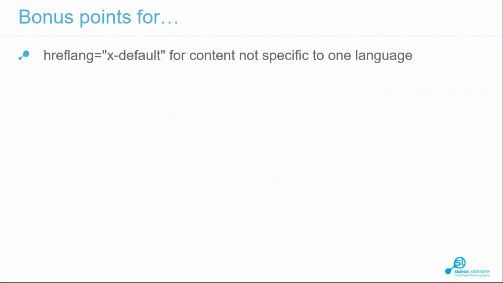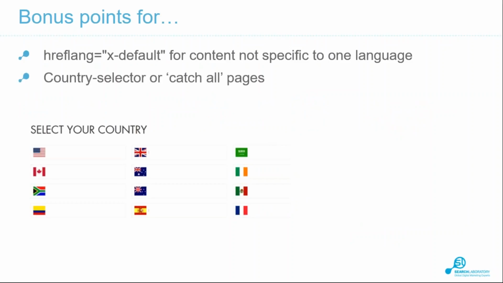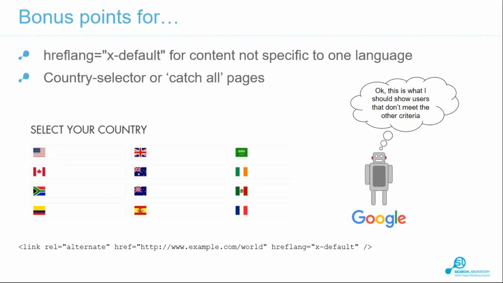Another element of the hreflang tag is using hreflang equals x-default. Now this would be for content that's not specific to any particular language. So good examples of where you might use this would be a country selector page or a catch-all page, and it basically accounts for any users who aren't satisfied by the previous codes of hreflang. This is an example piece of code that I've mocked up for our website example.com. So if we had a country selector page that was located at example.com/world, we would use hreflang equals x-default, and basically anyone who isn't satisfied by any of the previous hreflang code that we've shown in these examples would land on this country selector page.